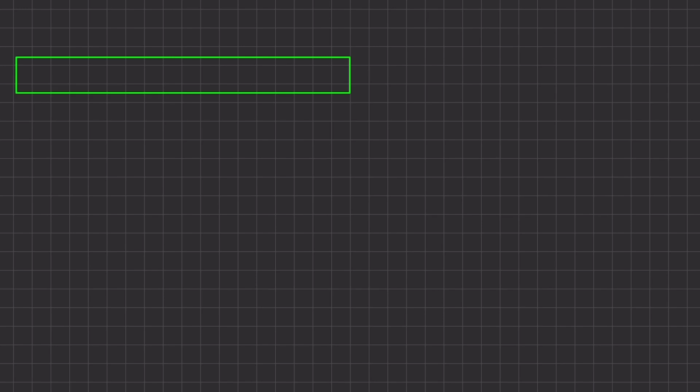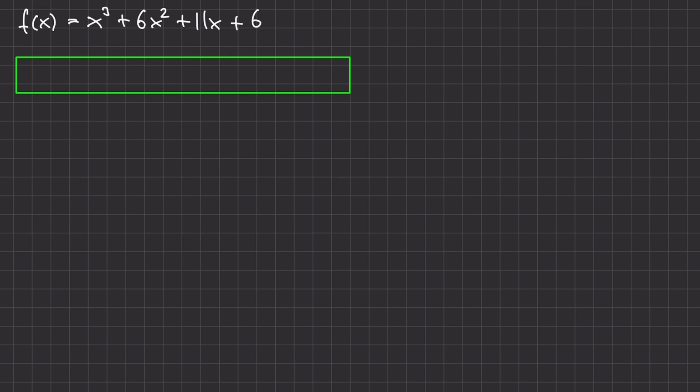Today we are going to find the factors of a polynomial function using the factor theorem. So let's say we have the function f of x equals x cubed plus 6x squared plus 11x plus 6.